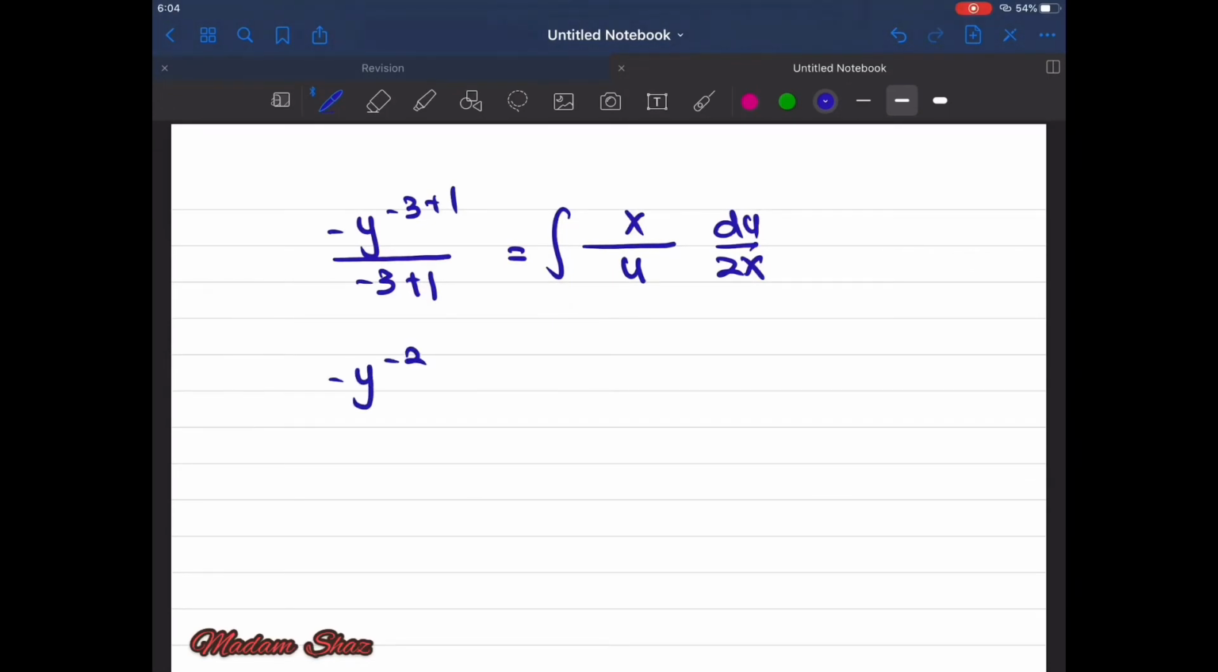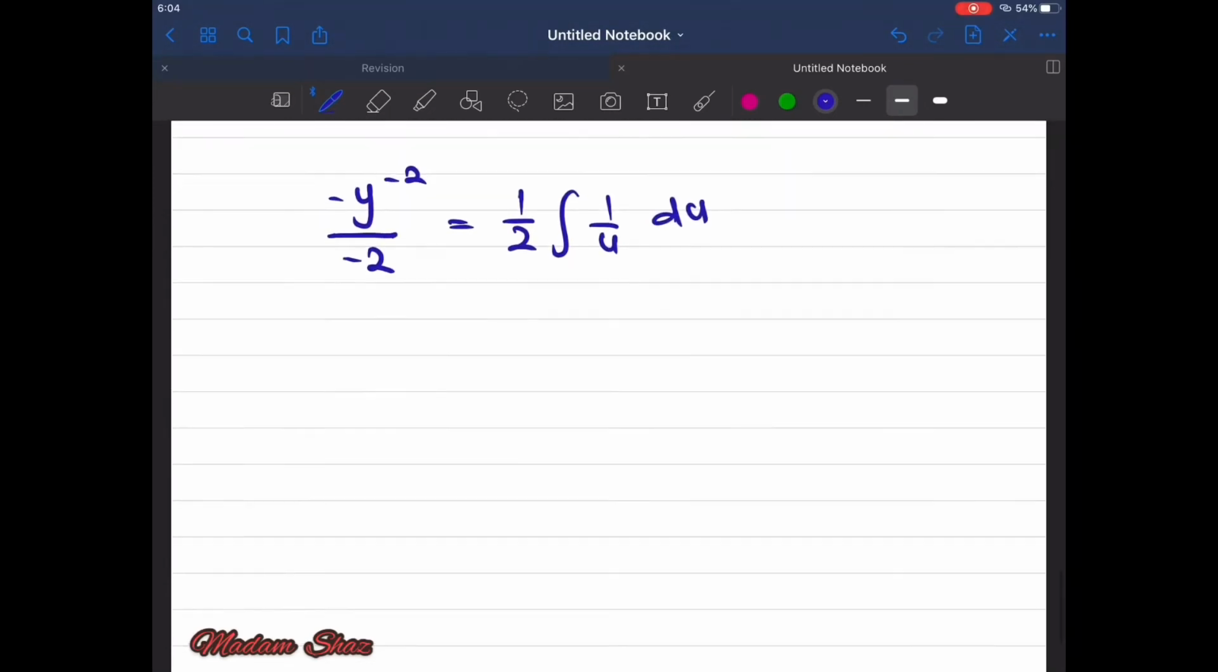Negative 3 plus 1 will become negative y^(-2) over negative 2. Integrate the right hand side: x over u multiplied with du over 2x. So you have x here and you have x at the bottom side, so we can cancel out the x and you have the constant 2 here. Bring the constant to the outside, which means we bring 1 over 2, so 1 over 2 times the integral of 1 over u du.